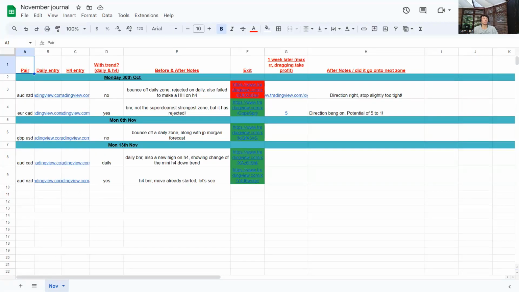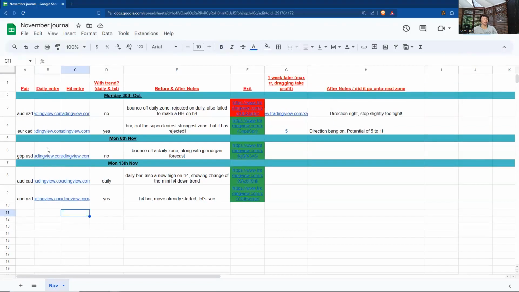Okay, so here's my journal as of Monday, the 30th of October. So we're going to have a look at each trade, and I'm just going to explain to you why I did what I did. Okay, the first one was AUD New Zealand dollar. We can see it was against the daily and H4 trend, and my reason was that it was just bouncing off a daily zone. It started to reject, and it also failed to make a higher high on H4. So let's have a look what I mean.